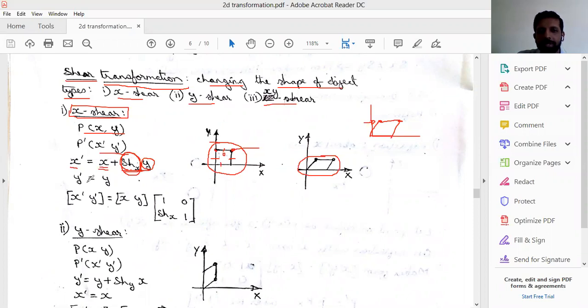Now coming to y dash, if we look over here, there is not going to be any change in its y value itself. The height is going to be the same. So y dash will be same as y only. So putting it in matrix form, it will be x dash y dash equal to xy into 1, shear of x, and the other row will be 0 and 1. So this is how there's a change in the shape when we do shearing transformation.